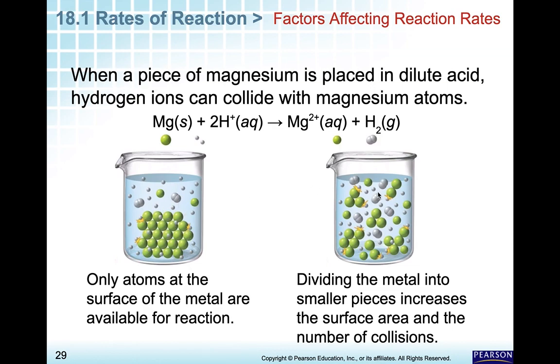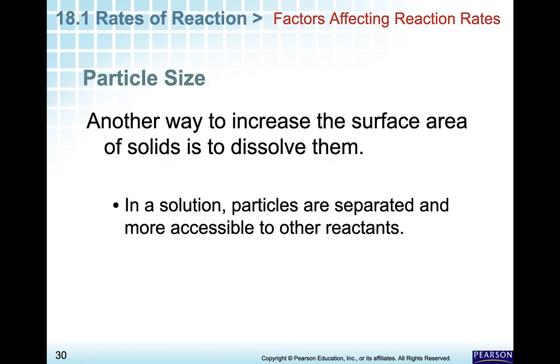Now, if we instead divided that solid magnesium chunk into a bunch of smaller pieces, we'd have a lot more possible sites for collisions. There are now way more magnesium atoms exposed to the solution and out in the open, and so we have more collisions, a greater chance of having an effective collision, and so a faster reaction rate.